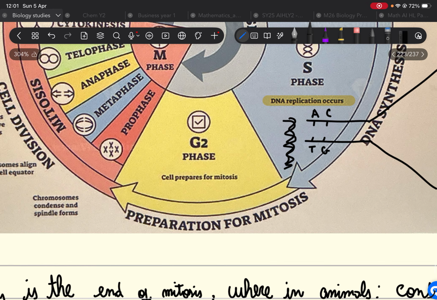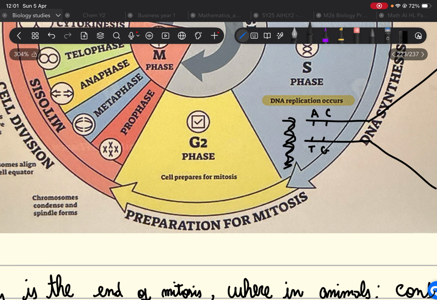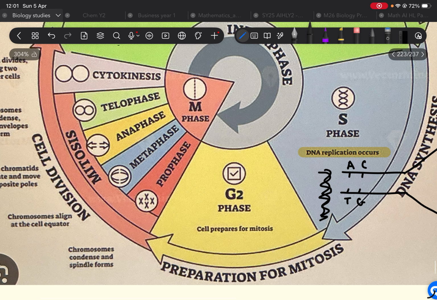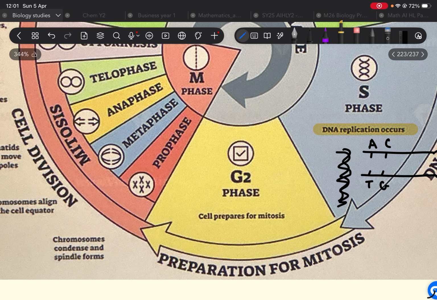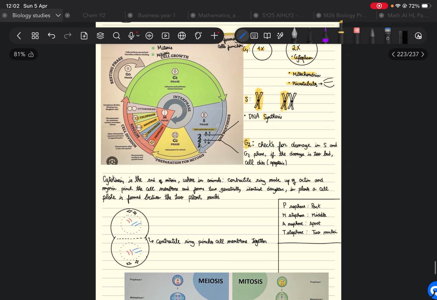And in the G2, the cell prepares for mitotic division, which is when it divides. Okay, so now we have the prophase, the metaphase, the anaphase, the telophase. Probably one of the most exciting processes in all of biology, because otherwise we would still be one cell, and we're 37 trillion cells. So imagine that cell starting dividing. That's really interesting.